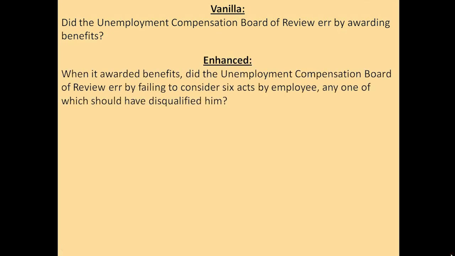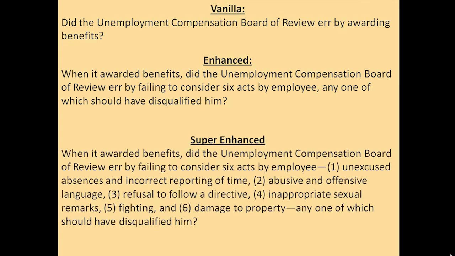This question not only tells the reader more about the case, it actually compels an answer. How could an employee who was guilty of 6 disqualifying acts actually be entitled to benefits? He can't. The question answers itself. In this version, I identify the 6 disqualifying acts, thus setting the stage for the argument.